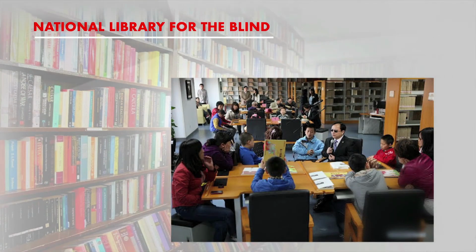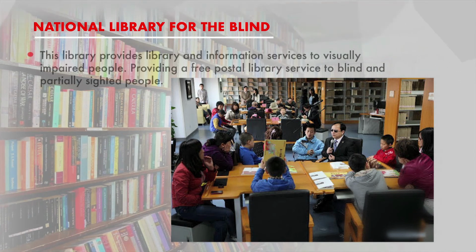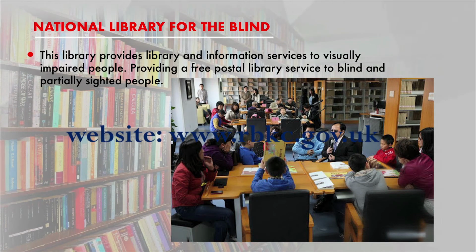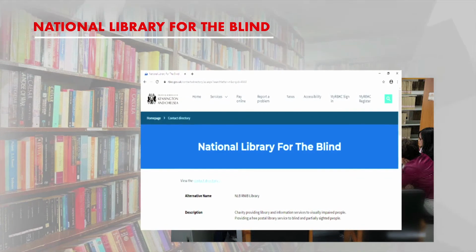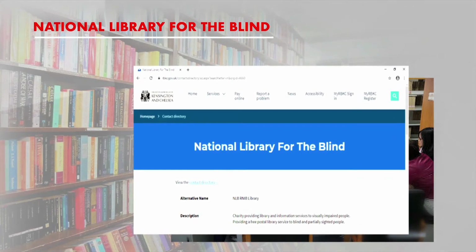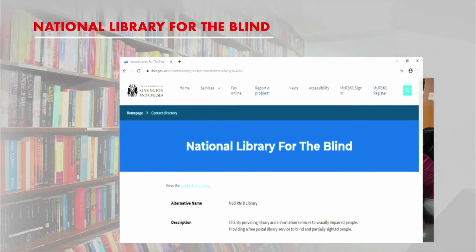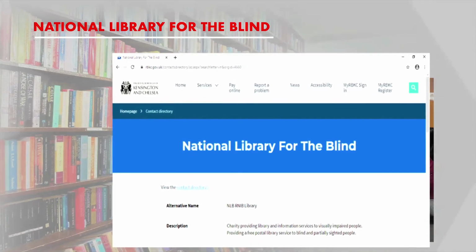Then national libraries for specific groups. This is the example of the National Library for the Blind. This library provides library and information services to visually impaired people, providing a free postal library service to blind and partially sighted people. The website is www.rbkc.gov.uk. This library is situated in the United Kingdom, and this is the National Library for the Blind, serving this specific group only.